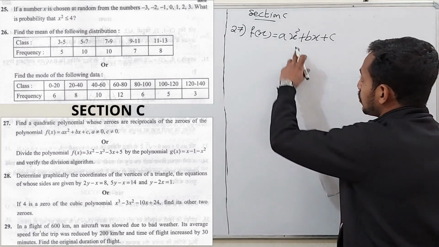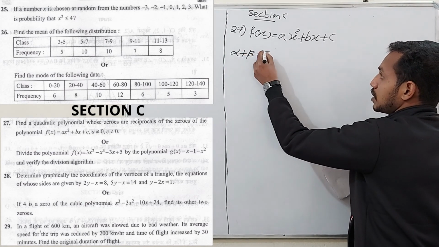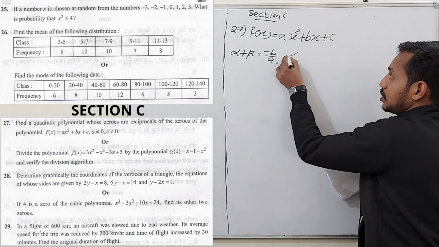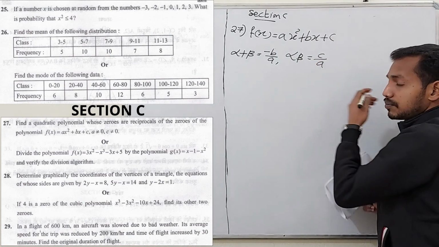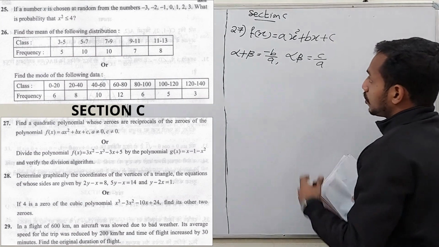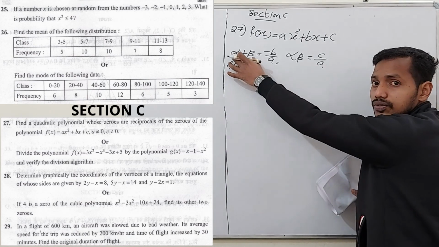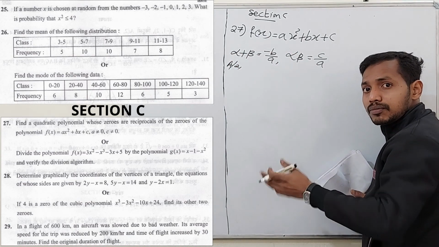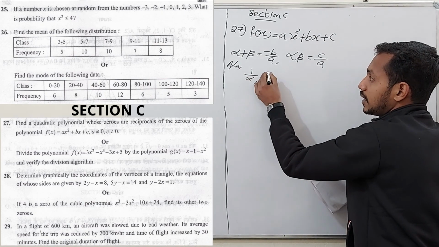So from this we can find the sum of the zeros is equal to minus b by a. We have that relation. Also the product of zeros is equal to the constant term divided by the first term, that is c by a. Clear? Now according to the given condition, what we have to get? The zeros of that required polynomial should be reciprocals of these zeros. That means 1 by alpha and 1 by beta.